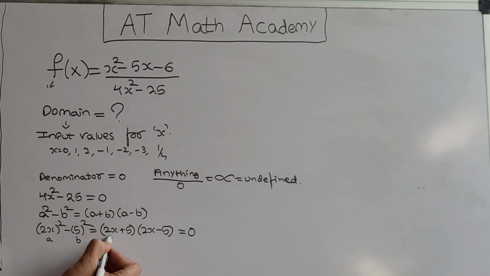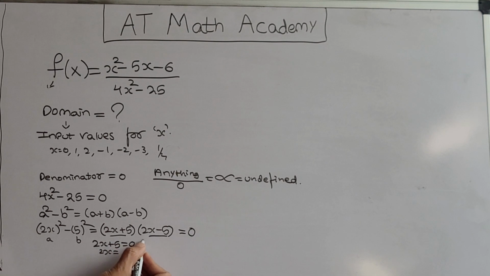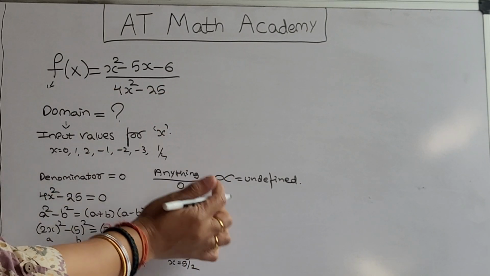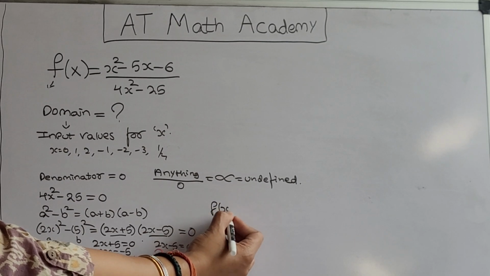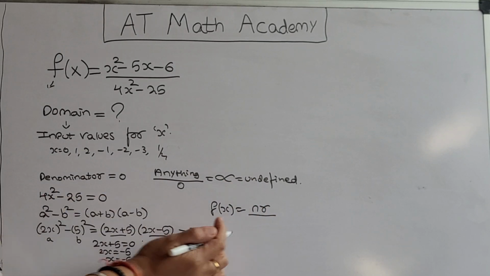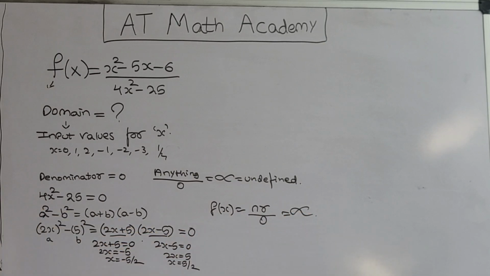Now I am equating each of the terms to 0. So when I take 2x plus 5 and equate it to 0, I will be getting 2x equal to, when 5 is going to the other side, it becomes minus 5, and x value will be minus 5 by 2. And 2x minus 5 equal to 0, it becomes 2x equal to 5, x becomes 5 by 2. So for these two values, x equal to minus 5 by 2 and 5 by 2, this denominator is becoming 0. And when the denominator is becoming 0, the value of f of x becomes the numerator by denominator, which is by 0. So it gives us the undefined value, which is infinity.